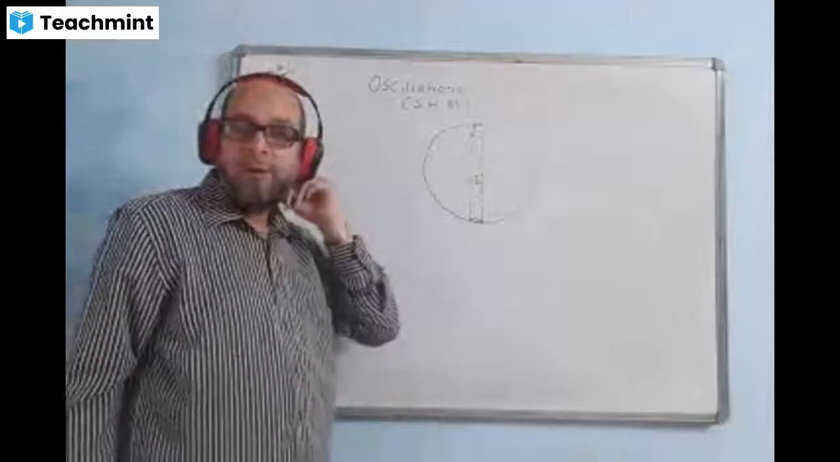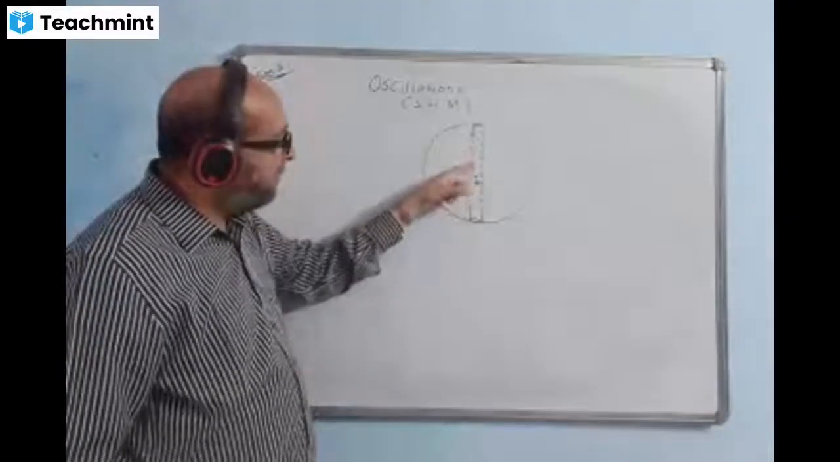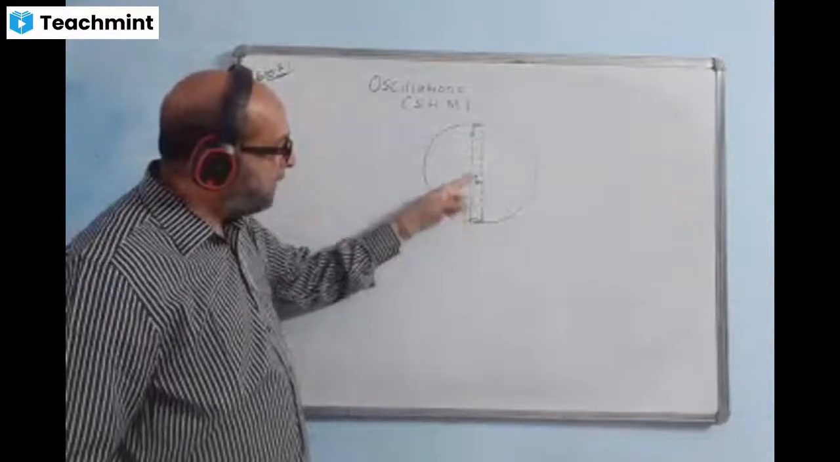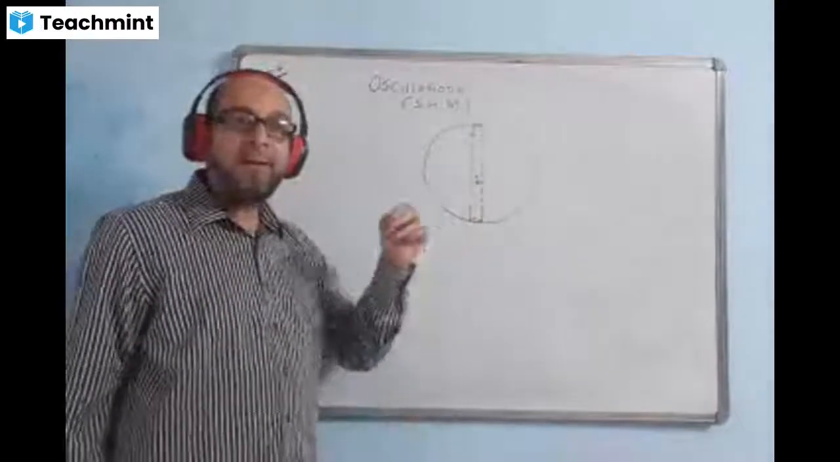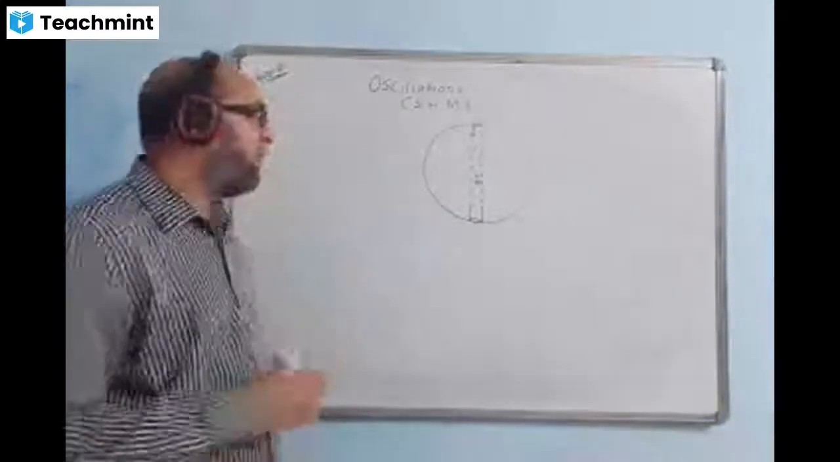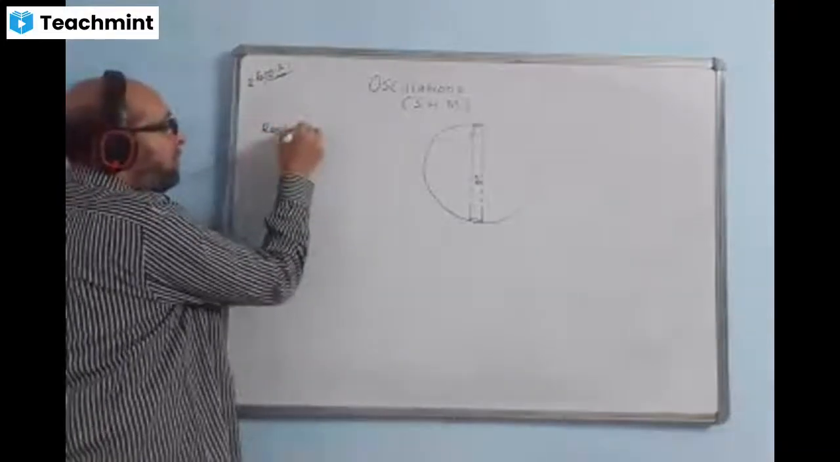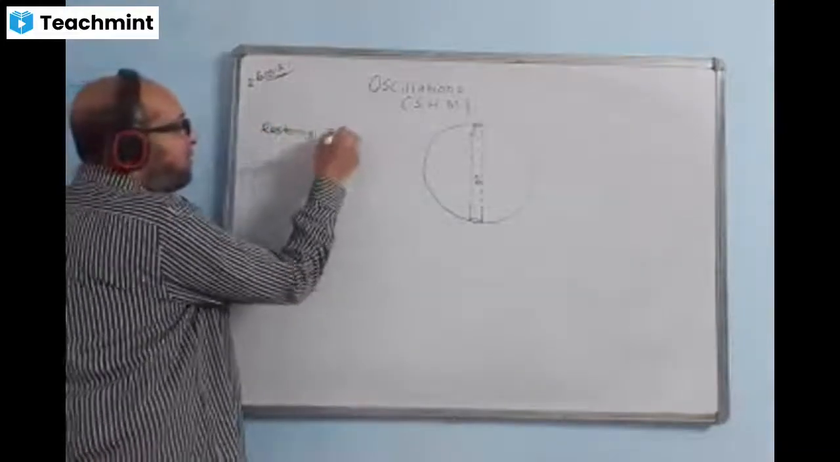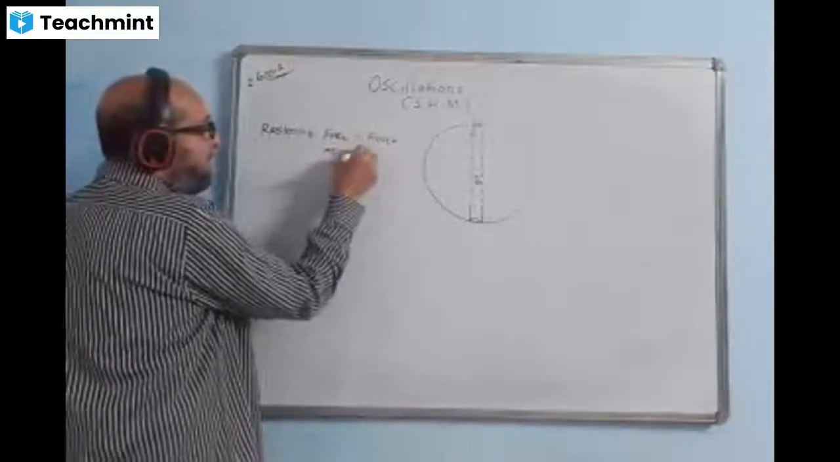Why will it move to and fro? Because when the body comes in, due to gravity it will fall down, again it will cross over, and again gravity will pull it towards the center. Force of gravity will be acting on the body towards the center all the time. So here we will write restoring force is equal to force of gravity.